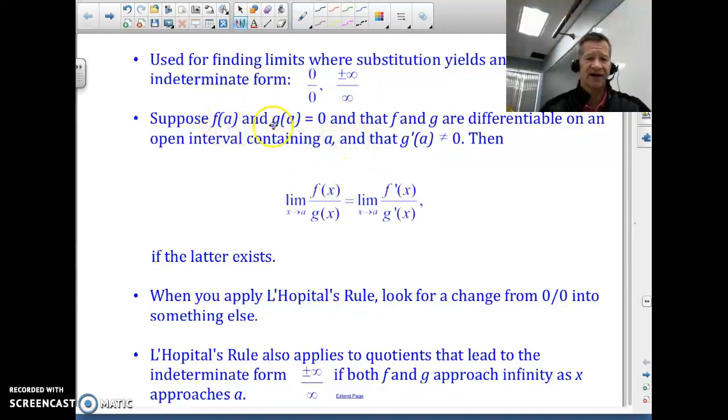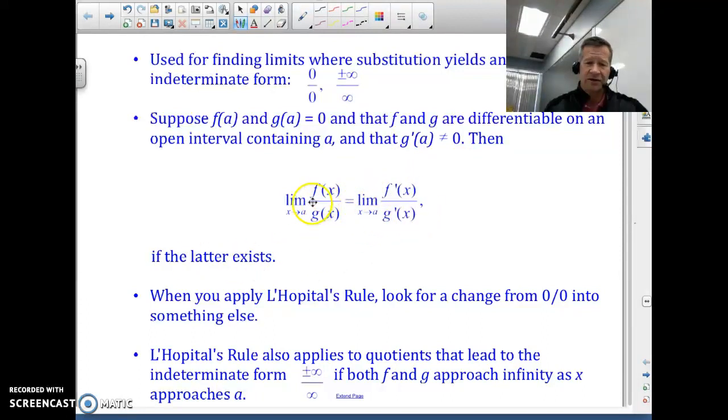Suppose f of a and g of a are 0. In other words, if I've got the limit of f of x over g of x as x approaches a, suppose you substitute both of them in and you get 0. As long as f and g are both differentiable on an interval that contains this letter a, and that g prime of a does not equal 0, then we can do this if the latter exists.